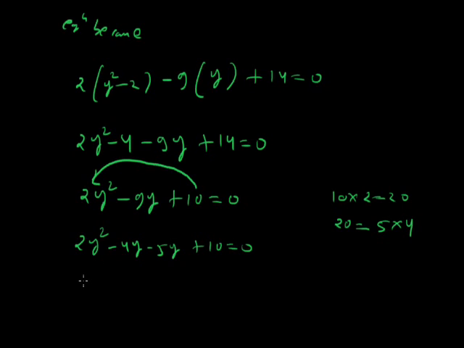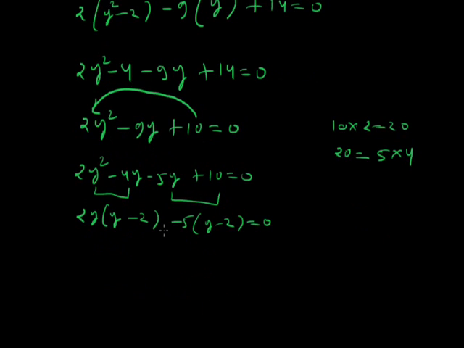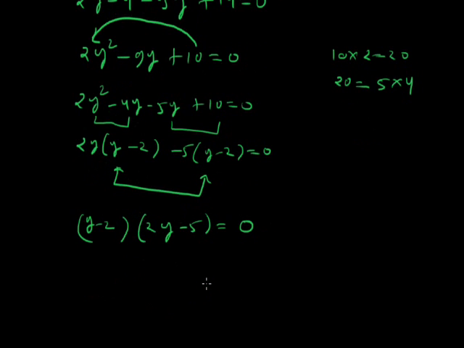From these two I can take 2y common. What is left? y minus 2. From these two, what can I take common? Minus 5. So what is left? y minus 2 equals. In this expression I can take y minus 2 common from these two terms. Y minus 2 common ले लिए तो इधर क्या बचेगा? 2y. इधर क्या बचेगा? minus 5 बचेगा.